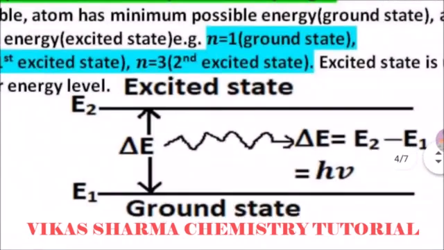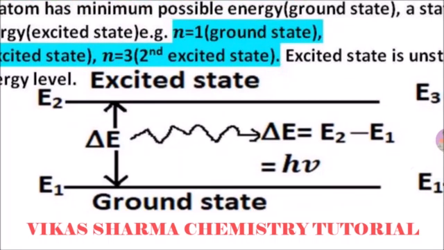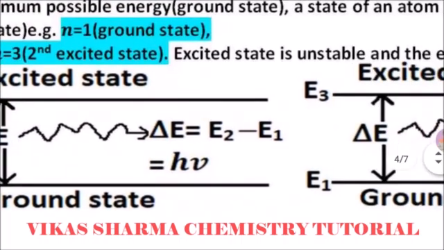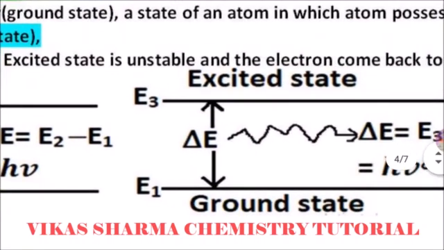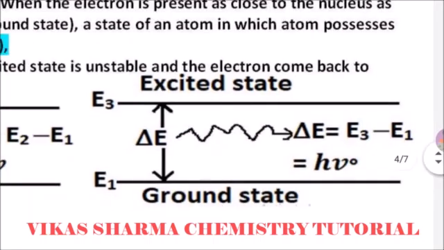So when the electron absorbs energy, it goes from a lower to a higher level, and this state is known as the excited state. But if it loses the energy, it comes back to its ground level. So delta E between E1, the ground state, and E2, the excited state, is E2 minus E1, which is equal to h times the frequency of light, h nu. For the excited state from E1 to E3, the second excited state, delta E is E3 minus E1, which is equal to h nu.